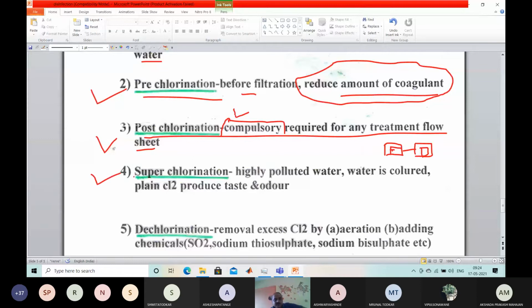Now the next form is superchlorination. In superchlorination, if very highly polluted water is there, very turbid water, or high pollution in the form of microbial content, we can apply superchlorination. We apply a higher dose. Sometimes if the water is colored, we can also apply superchlorination. As the name suggests, we apply the higher dose because the water is highly polluted.